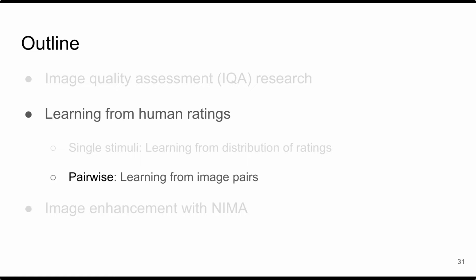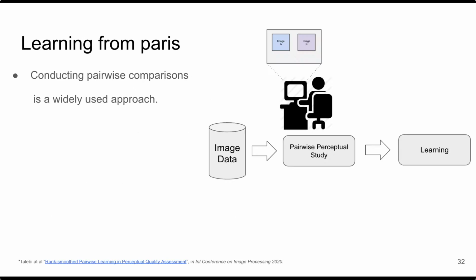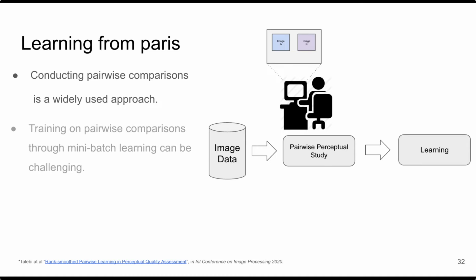So moving from a single stimuli to pairwise, pairwise learning tends to be a more challenging task for training the ML models, and perhaps easier for collecting data from raters. This approach has been widely adopted in many of the existing research works as well as in the industry. Once the pairwise data is curated, an ML model can be trained through mini batch learning with a loss such as cross entropy, for example.